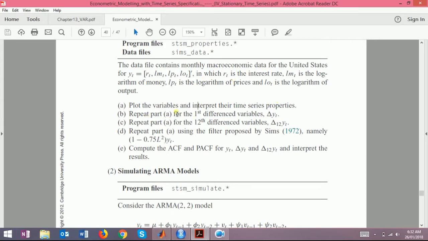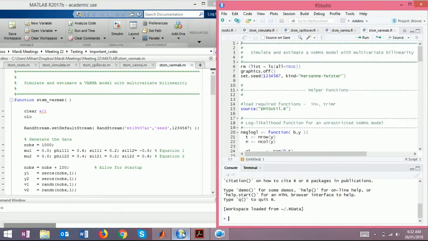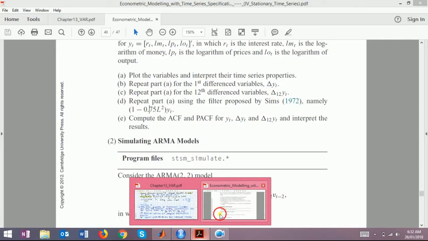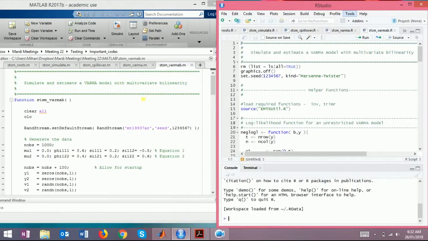We want to plot the variables and interpret their time series properties. We want to do the plotting again for first difference variables. We want to do the plotting again for 12 difference variables, and we want to use a filter proposed by Sims. And do first difference variables and compute ACF and PACF. This might not be that important, however, we'll still cover this. The name of the program is STSM properties.